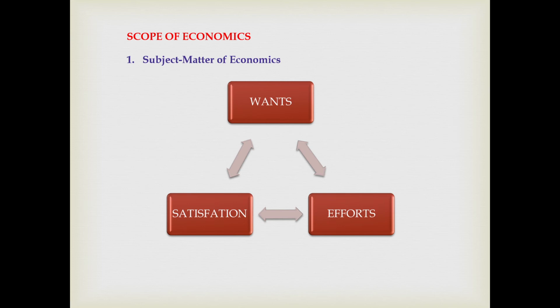And next, scope of economics. Lionel Robbins widened the scope of economics. Its subject matter now was the study of human behavior in relation to allocation of scarce resources having alternative uses to satisfy unlimited wants. Therefore, wants, efforts, and satisfaction become the subject matter of economics. So these three terms are very important in economics. Under these three terms, the whole economy runs.